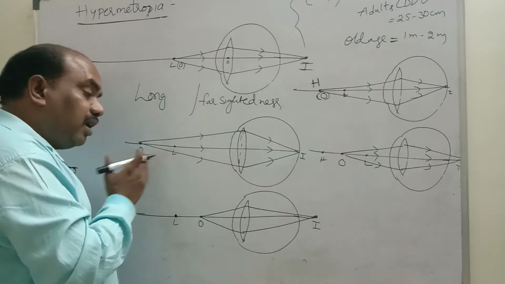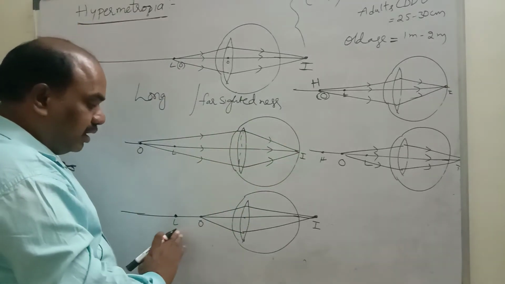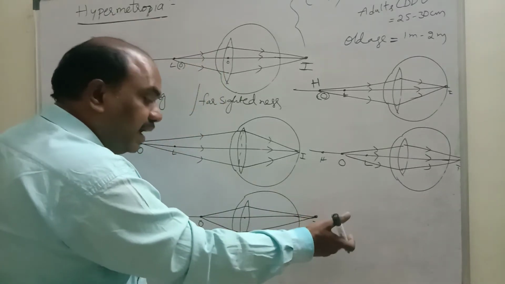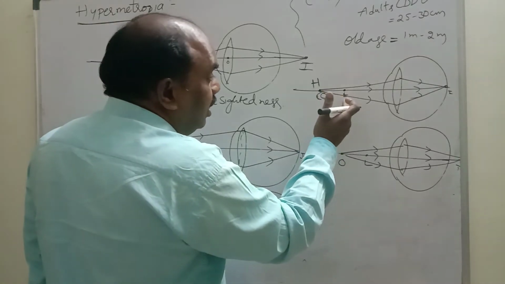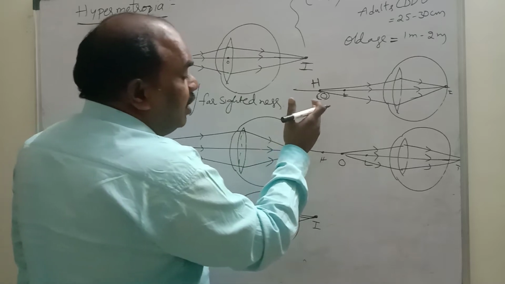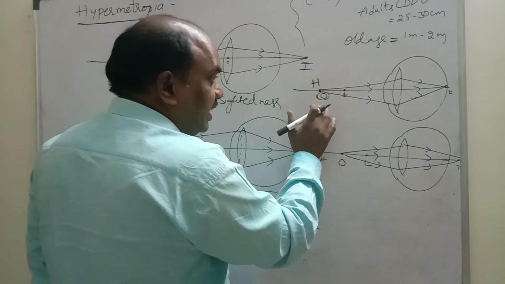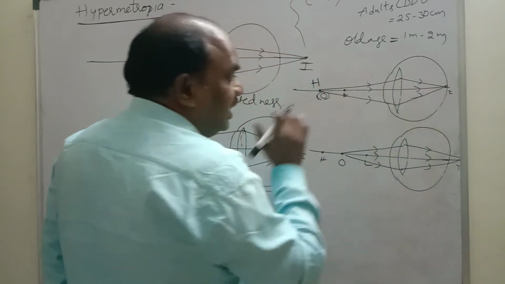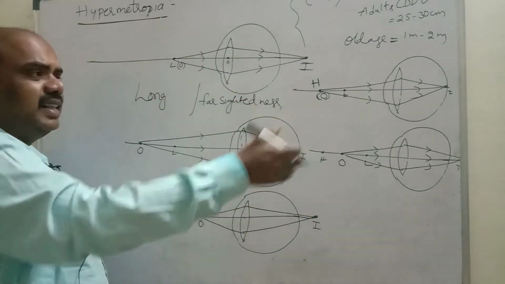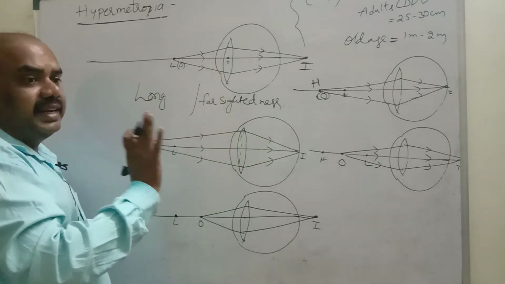If the object is beyond L, he can see clearly because the image forms on the retina of the eye. If the object is before L, the image forms behind the retina of the eye. The minimum distance of adults is L, whereas for a hypermetropia patient it is H. If the object is at H, the image forms exactly on the retina of the eye. Before this, the image forms behind the retina of the eye. So this is hypermetropia, also called far-sightedness.